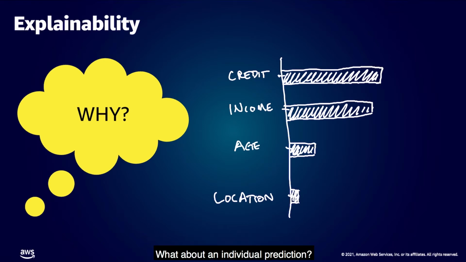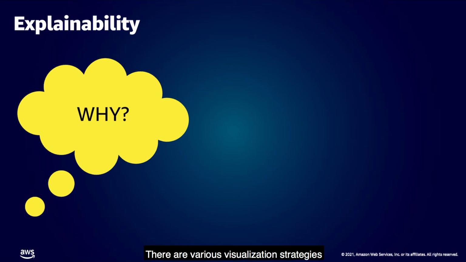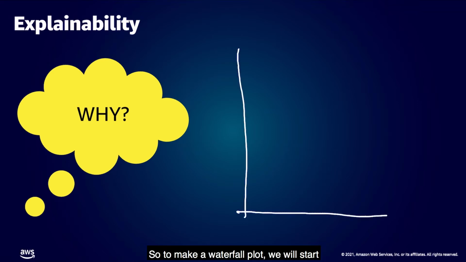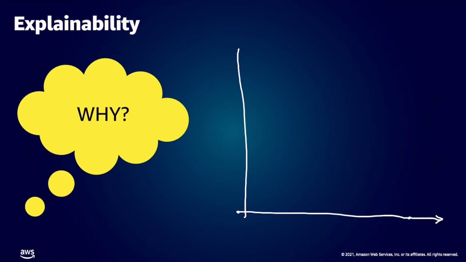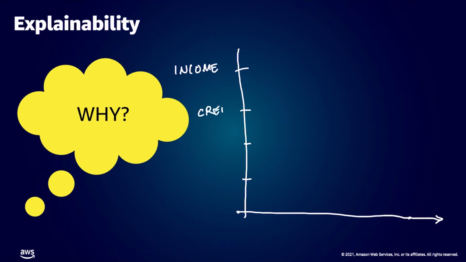What about an individual prediction? How can we explain why the model made a prediction for a specific set of inputs? There are various visualization strategies for interpreting individual predictions. For an individual prediction, I like to use a waterfall plot. So to make a waterfall plot, we will start again by listing the features. So we'll have income, credit, age, and location.